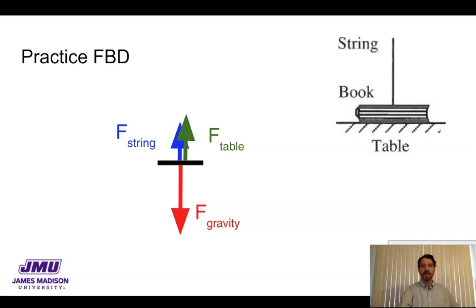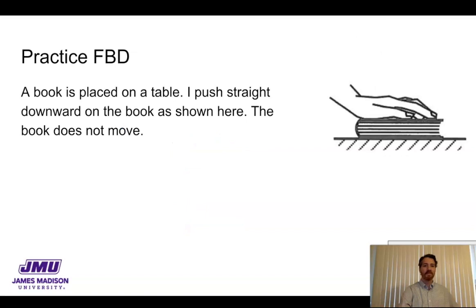All right, let's try a slightly more complicated one. There's a book on a table, and I'm pushing straight downward on the book. I guess in the picture, I've had students tell me in the past it looks a little bit like there's a rightward push here, but there's not. I promise. It's straight down. So maybe pause it and try to draw a free body diagram for this scenario.